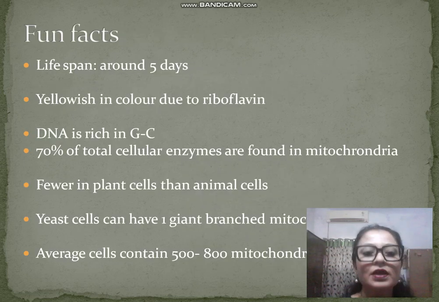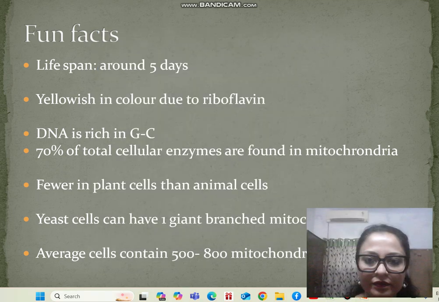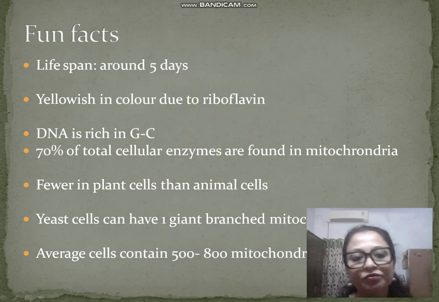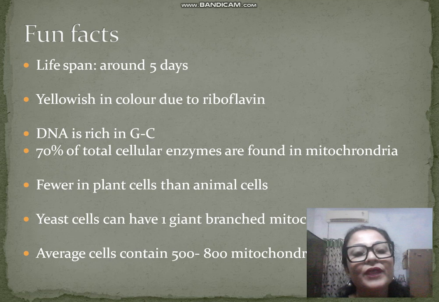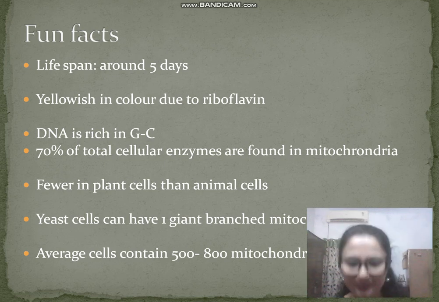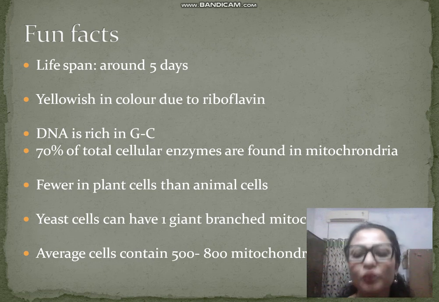So, coming to the fun facts around mitochondria, because we always like to start with this, it makes us really interested, right? Coming to the five fun facts: the lifespan of each mitochondria is around 5 days, and then it regenerates, it divides to form more mitochondria. So, don't be scared, all your mitochondria are not vanishing. It is slightly yellowish in color because it has this pigment called riboflavin.